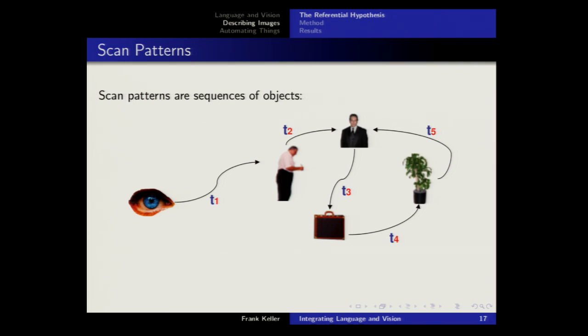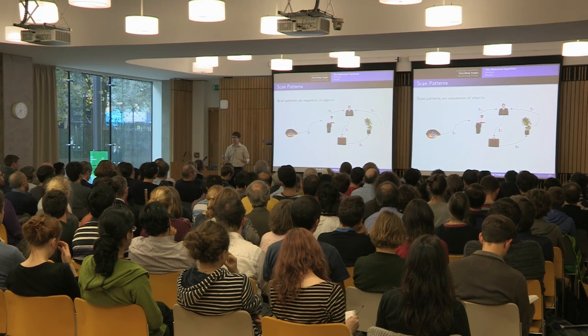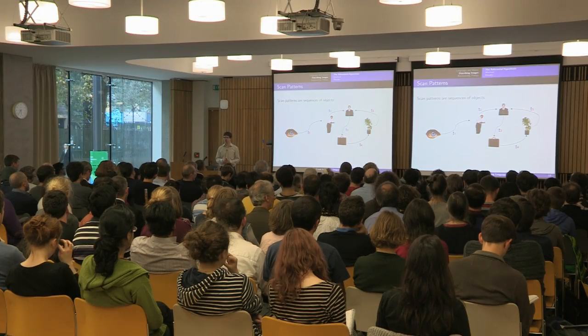So here the participant, for example, fixates this object first, the man, then he fixates a receptionist, goes on to the plant, goes on to the suitcase, then to the plant, then back to the receptionist. So we get a sequence of objects. In the abstract, that's what a scan pattern is, and this is how we can code it. So we can just treat it as a string, essentially, as a string of object labels.